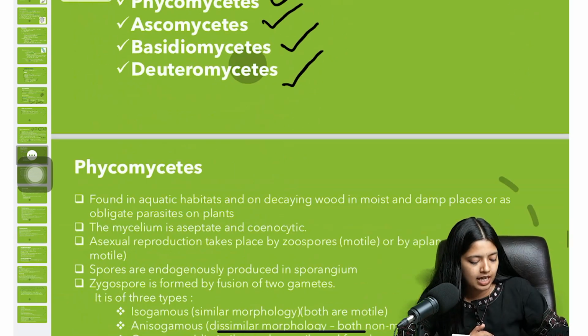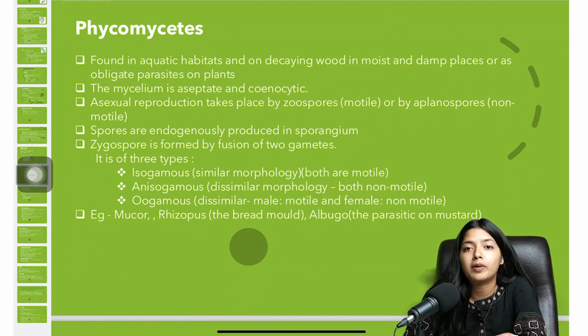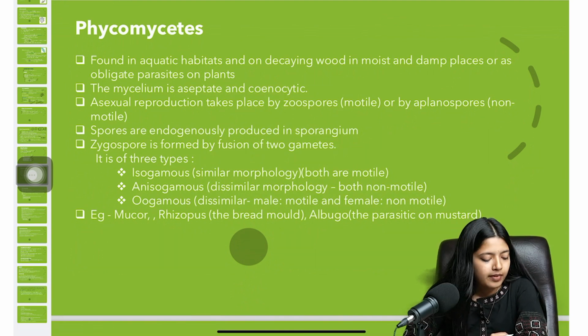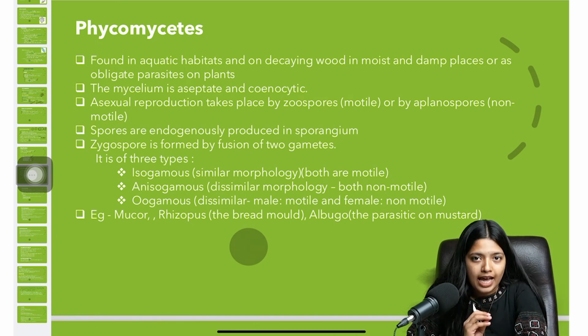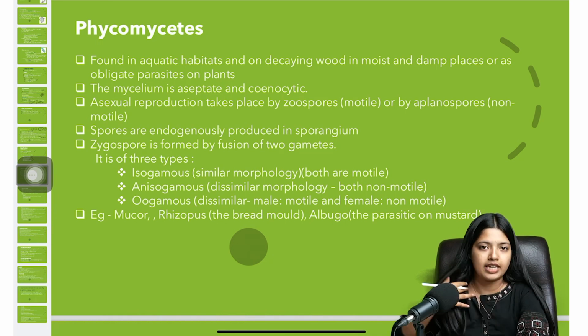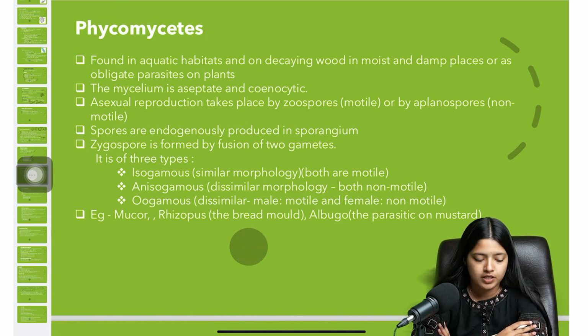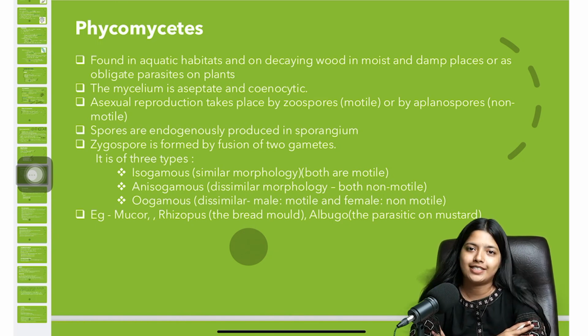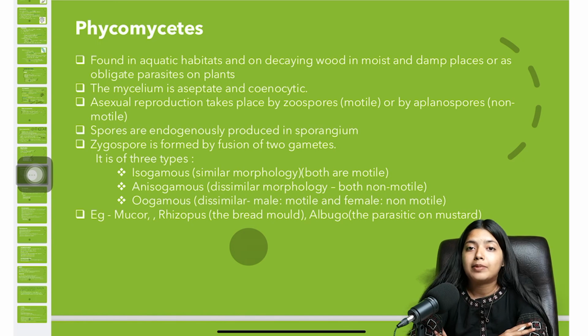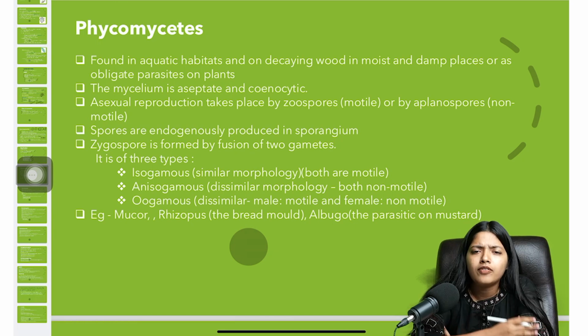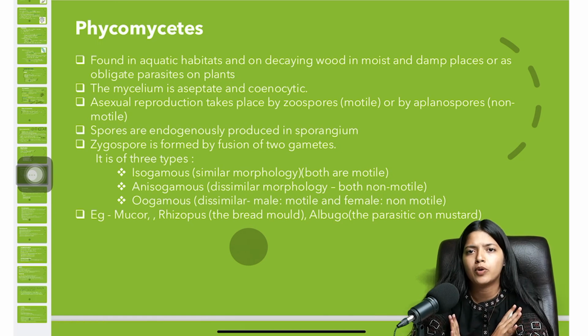So the first group is Phycomycetes. Let's start. First we'll discuss the habit, then the structure, then the reproduction, and then examples or economic importance if there are any. This is how we are going to discuss each of these groups. Phycomycetes are found in aquatic habitats, in water like the sea, ocean, river and freshwater, wherever water is present.